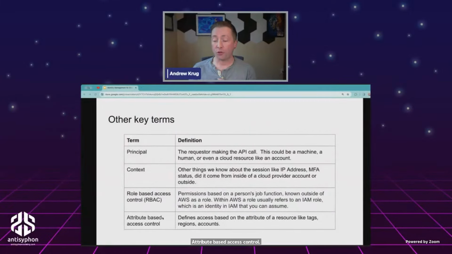So attribute-based access control would be delegating access based on some other annotations that we can put on a workload, a piece of data, a blob store. The simplest one is probably a tag that says, what team does this belong to, or a data classification or something along those lines.